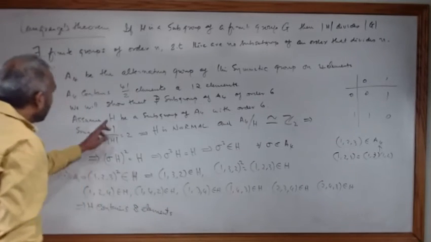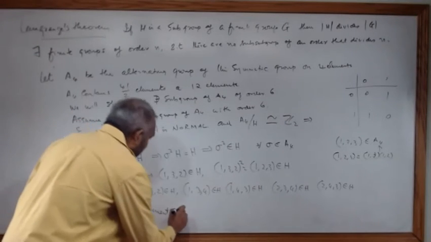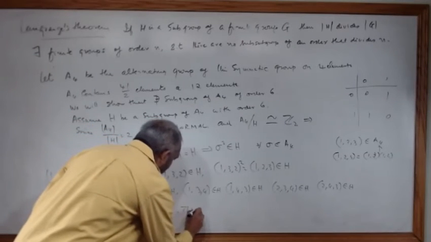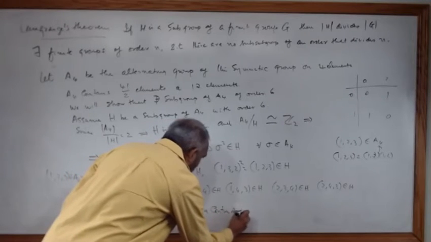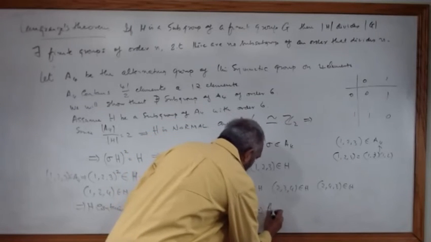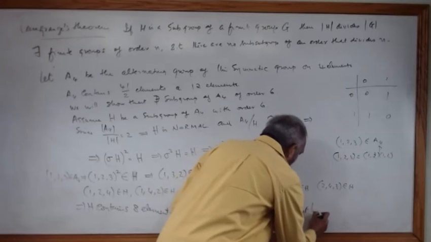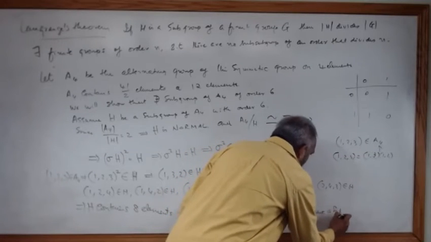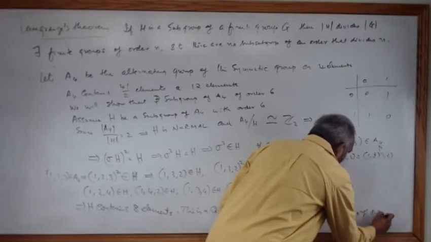And that is a contradiction because H contains only 6 elements. This is a contradiction, and that implies A4 does not have a subgroup of order 6.